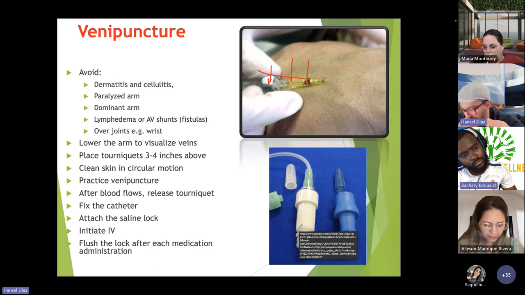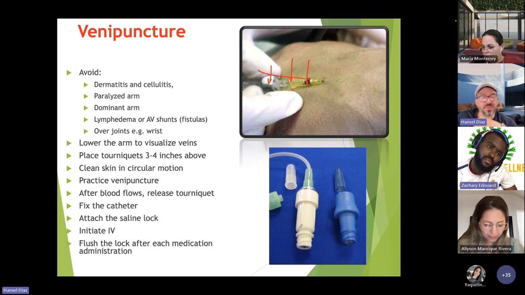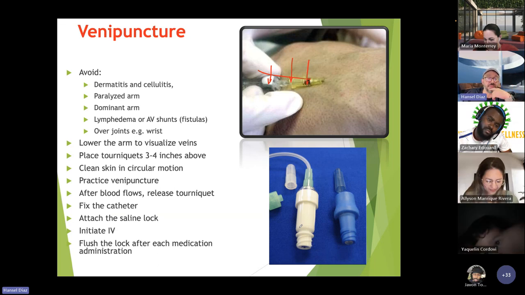And then you're going to flush it. You're going to initiate the IV and you're going to flush it after you give medication, always. Before and after giving medication. Before, to make sure your IV is patent. After giving medication, to make sure the medication is in the vascular system. Is that understood?